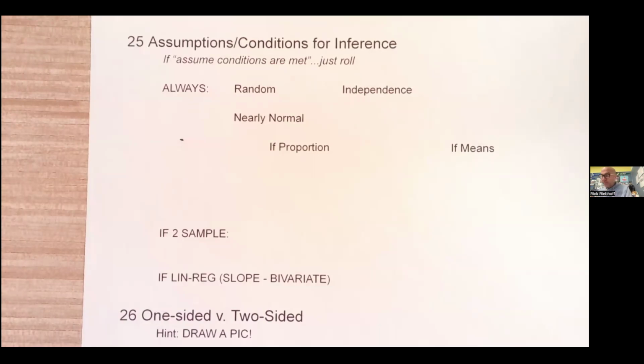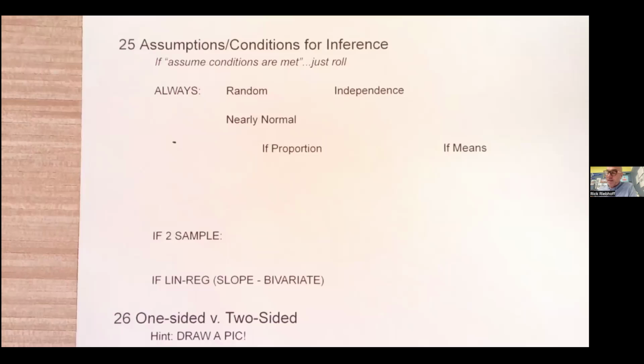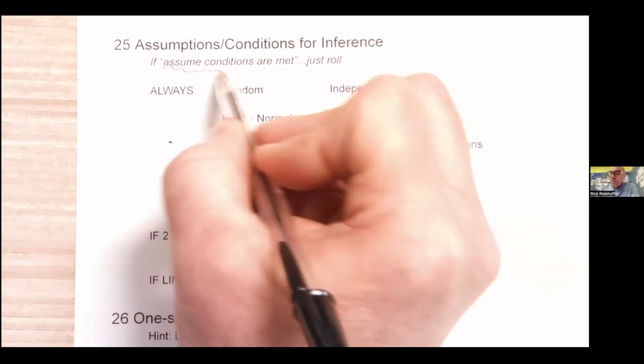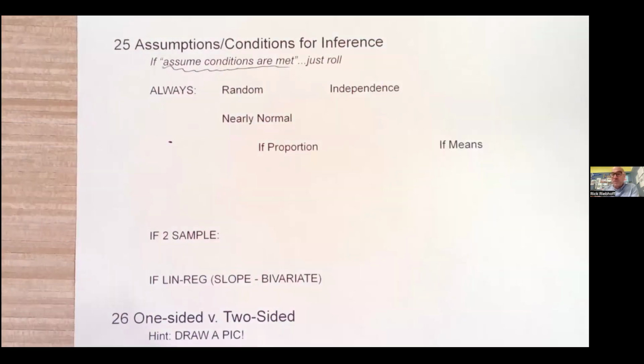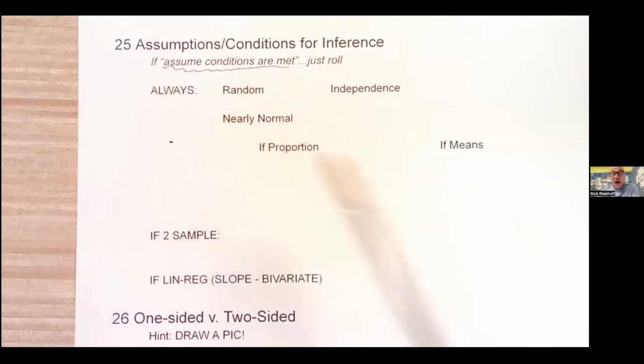All right. Assumptions and conditions for inference. If in the prompt it says assume conditions are met, just say stated and then draw an arrow to it. You don't have to relist them at all. Don't take time doing that. If it says this, when you get to fat pi and you're doing your A, just say stated, draw an arrow, circle it, you're done.